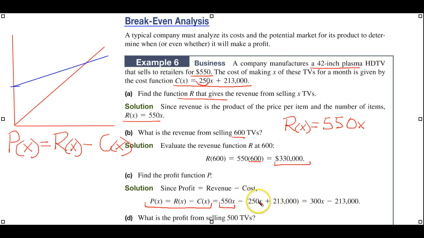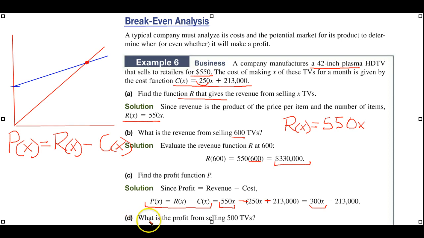Now notice when we remove this parenthesis, this then becomes negative, and so does this become negative. So we subtract the 250 from 550 and get 300x minus this. So that would be our profit statement. And again, we have to see how many we need to sell to break even. And then when we sell one more, we start to make a profit.